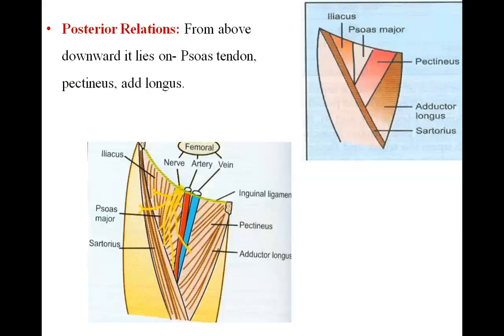Posterior relations, from above downward: it lies on the psoas tendon, then pectineus and the adductor longus, that is the floor of the femoral triangle.